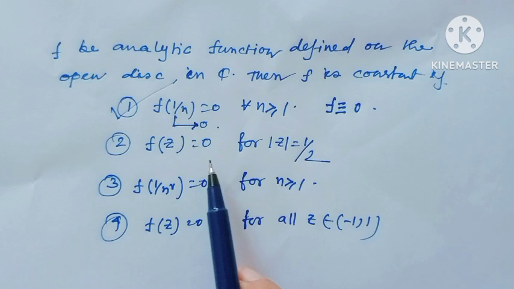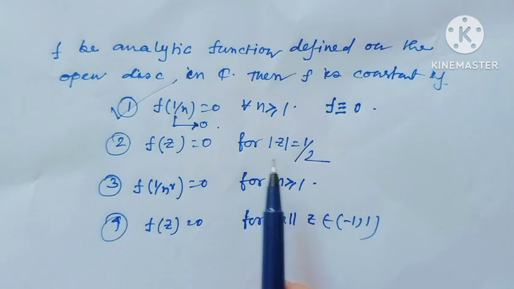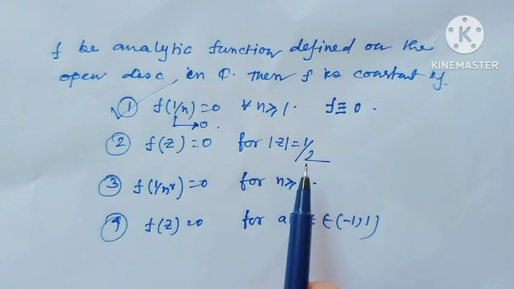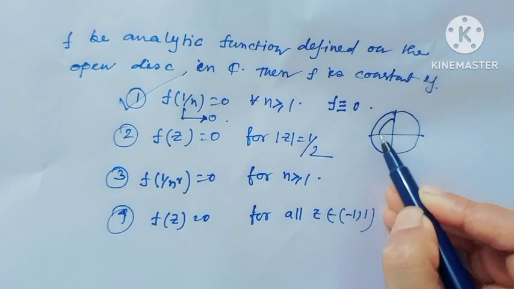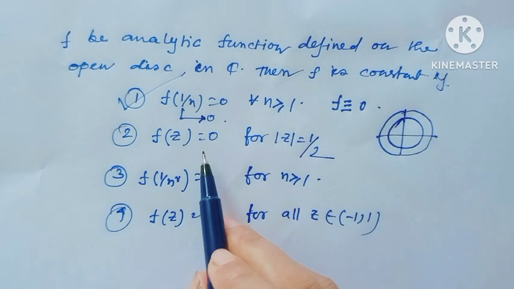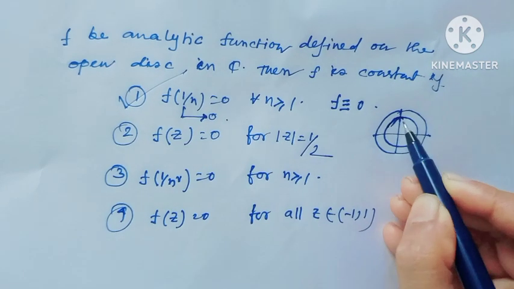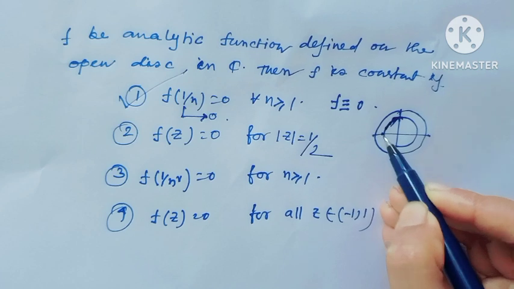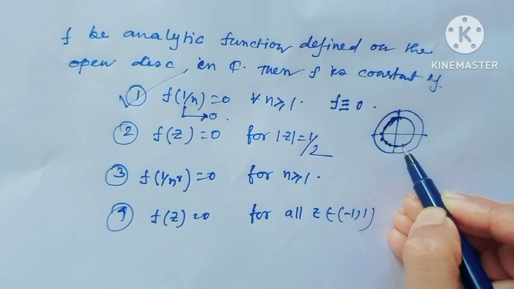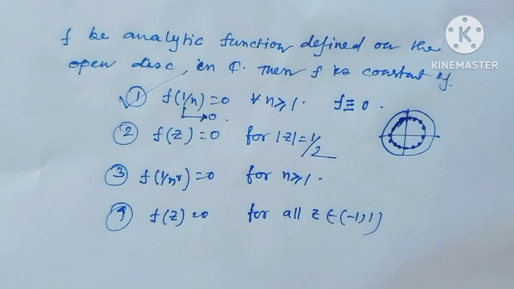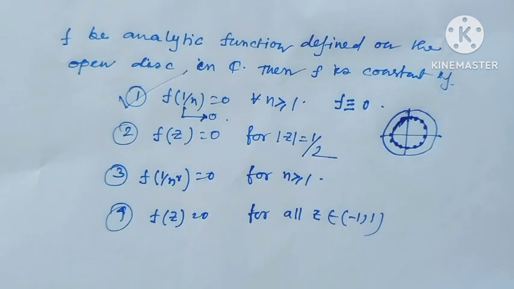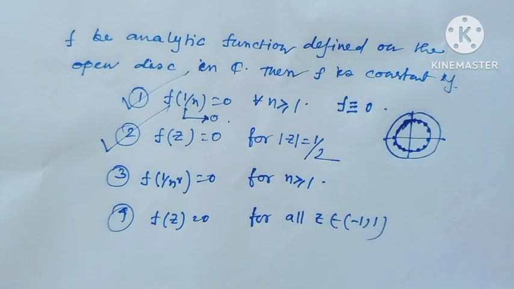Option 2, f(z) equal to 0, and this is true for all z with modulus of z equal to half. Here the domain is modulus of z less than 1 and f(z) is given equal to 0 on mod z equal to half. Every point of this circle is a limit point. Since the limit point belongs to the domain, we can tell f(z) is identically equal to 0 on the domain D. So option 2 is also a right option.